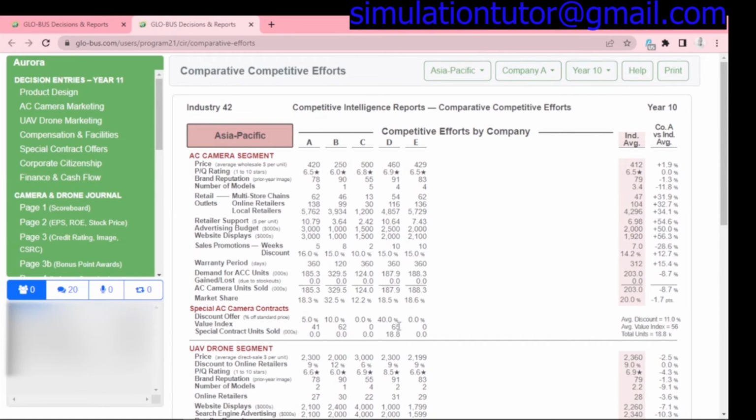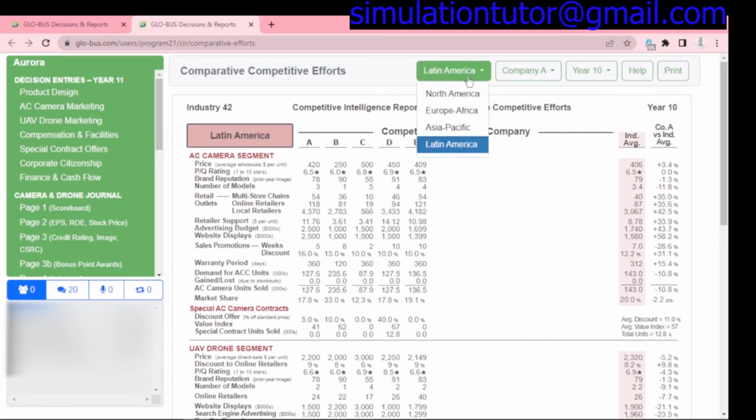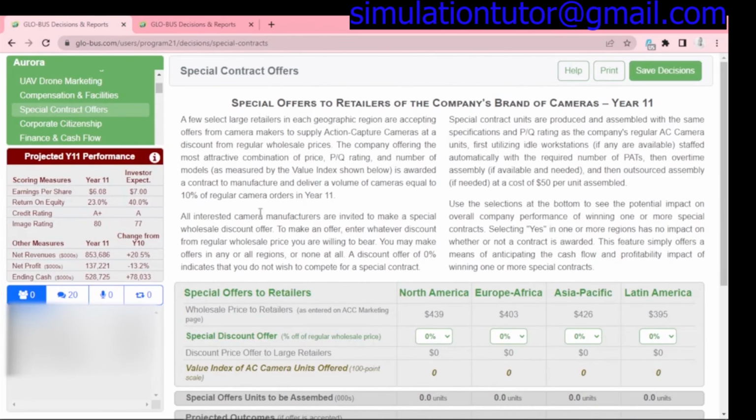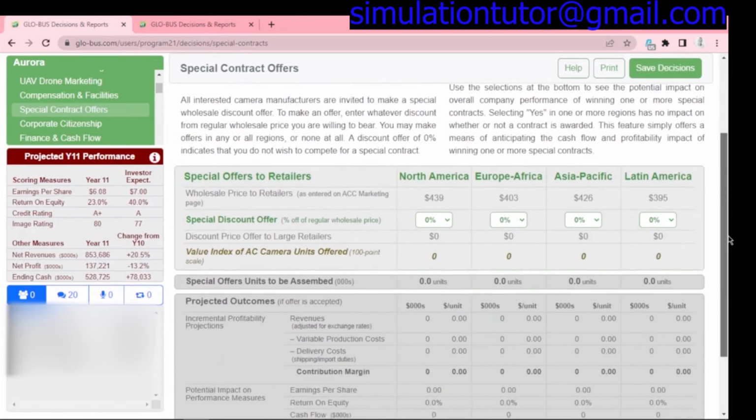So you can see in Asia Pacific we have 65. Latin America there was about 67. Europe, Africa 63. So a value index of around 60 wins you the special contract, but it's not certain that it will win you the special contract.